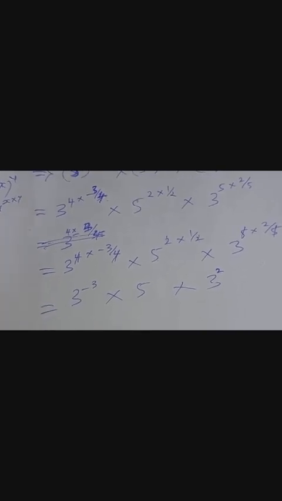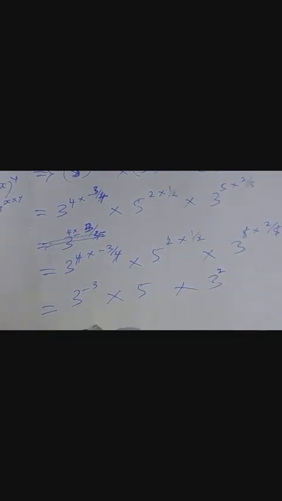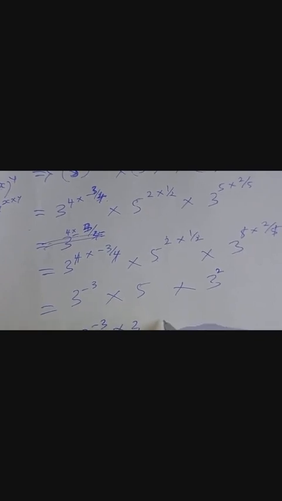And after cancellation, 4 cancels 4, I'm left with minus 3. Here 2 cancels 2, I'm left with 1. Here 5 cancels 5, I'm left with 2. So that's 3 raised to the power 2. So and then finally, at this point now we can bring them together. We're collecting like terms. 3 raised to the power minus 3 times 3, then times 5.